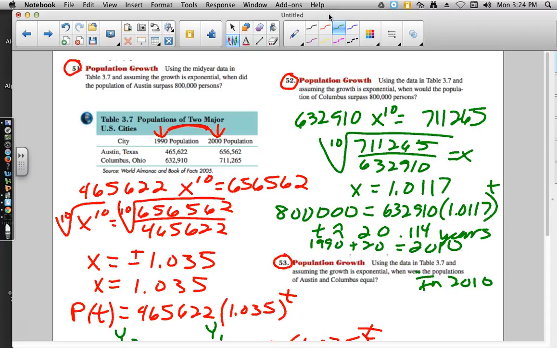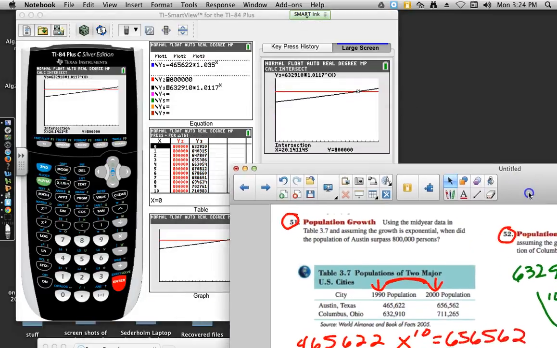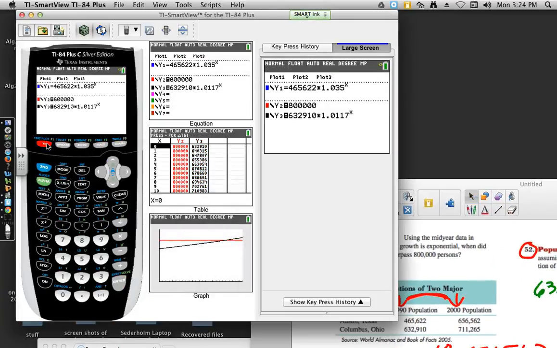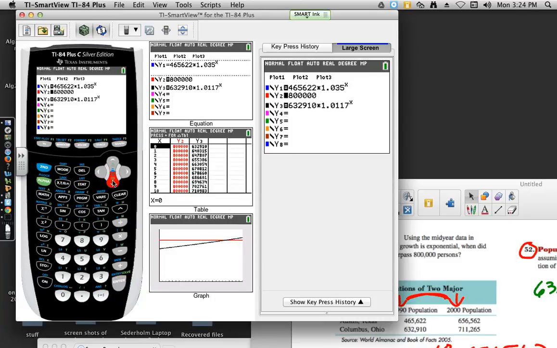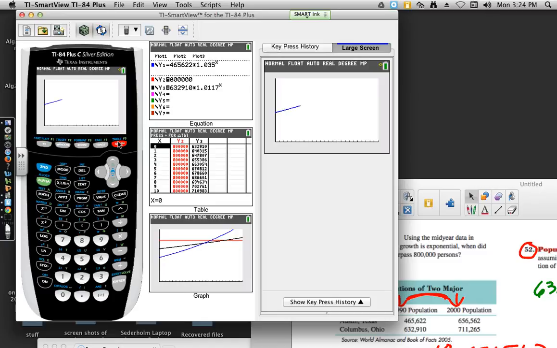Now, the reason I didn't clear out that first graph for this is because of 53. It says using that data again and assuming that the growth is exponential, when were the populations of Austin and Columbus equal? So now, if I can go back to my graph, I will re-highlight this and I will unhighlight the 800,000, or you could even clear that one. I mean, we don't need that one anymore. And then hit graph. So now I'm looking at blue and black, and I want to know when are those two going to be the same.